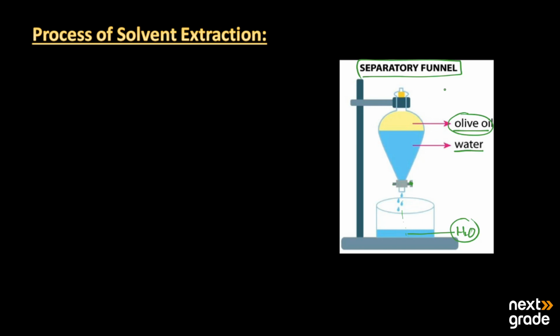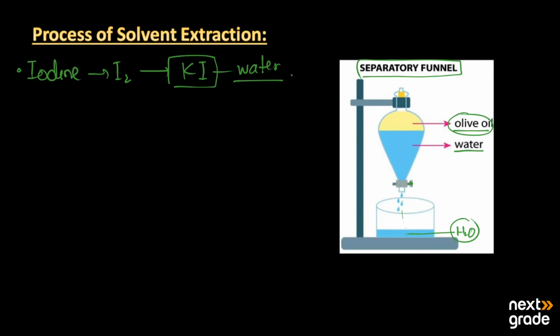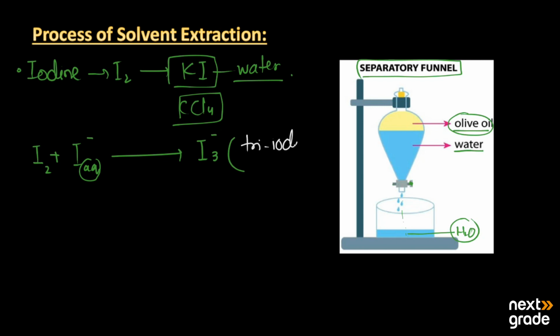Another more important example for this is iodine, whose formula is I2. Now what is going to take place? Iodine is present in potassium iodide, in water and in carbon tetrachloride, CCl4. Here we can see that the iodine reacts with the simple iodide ions present in the aqueous solution and forms I3, the triiodide ion.